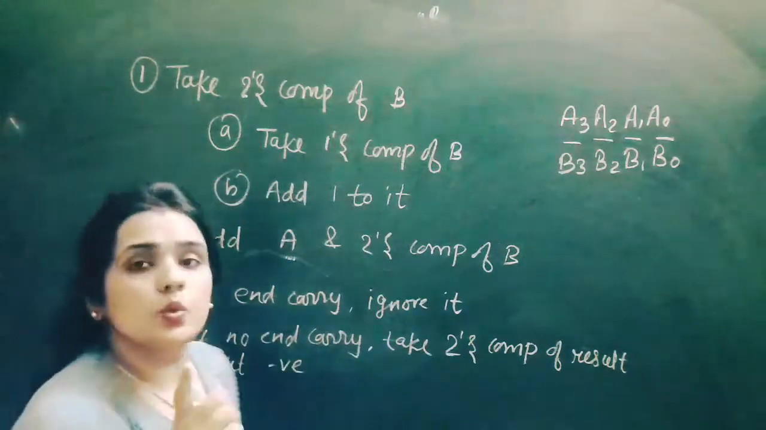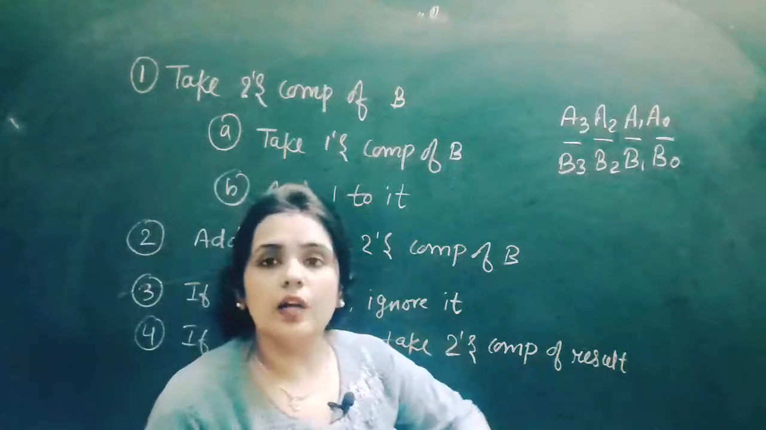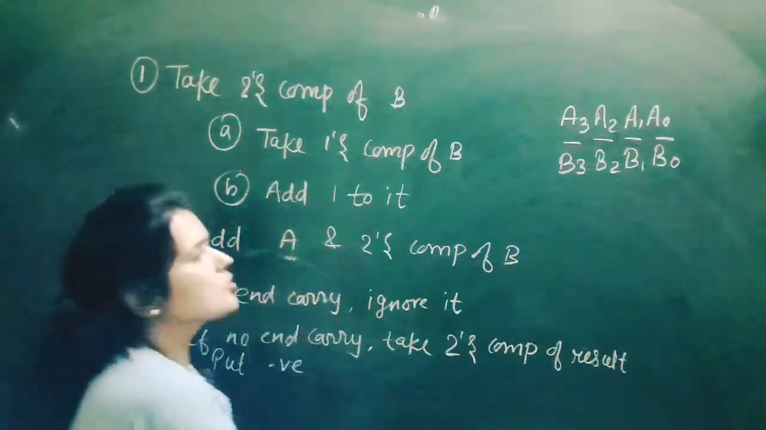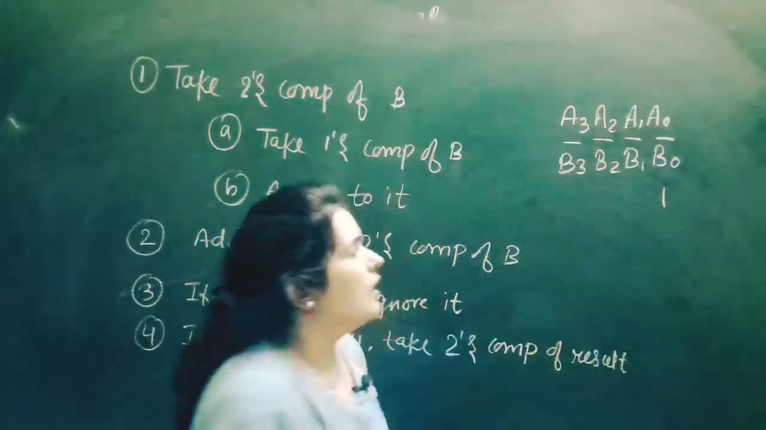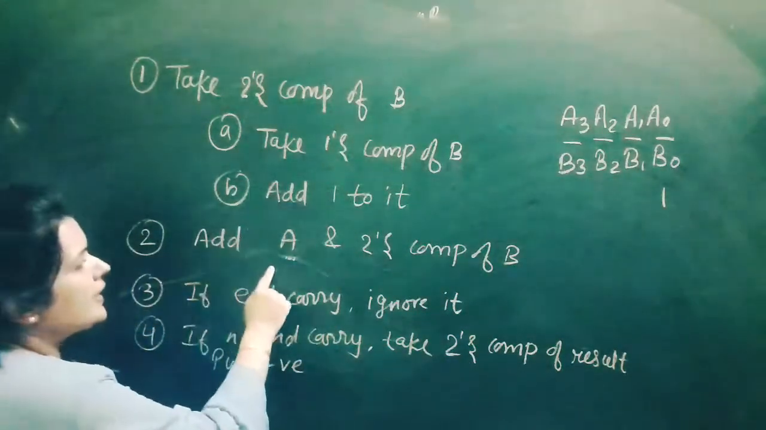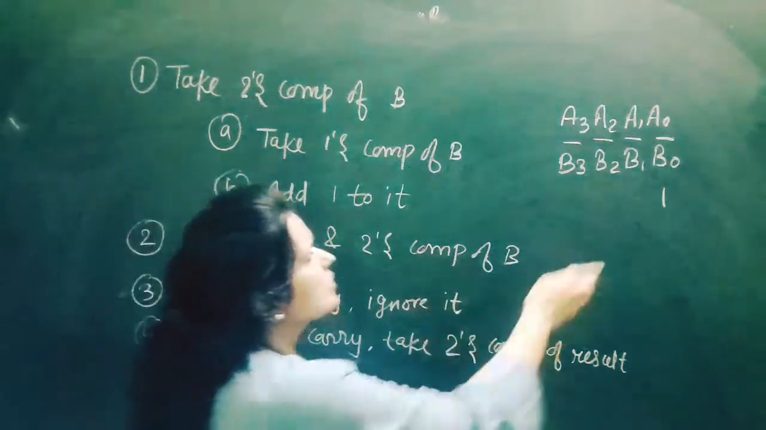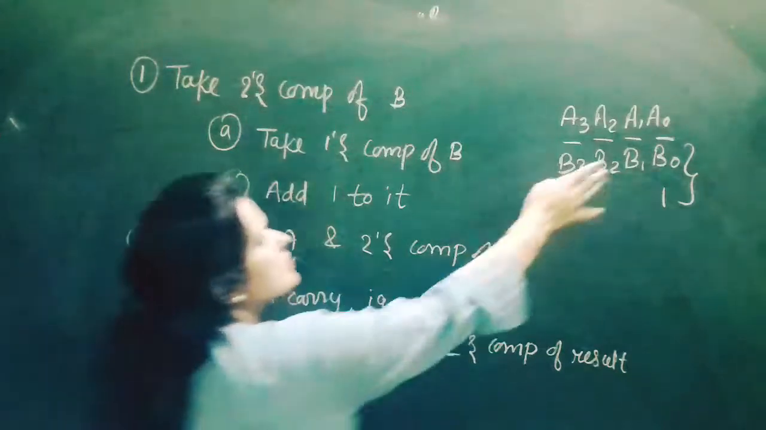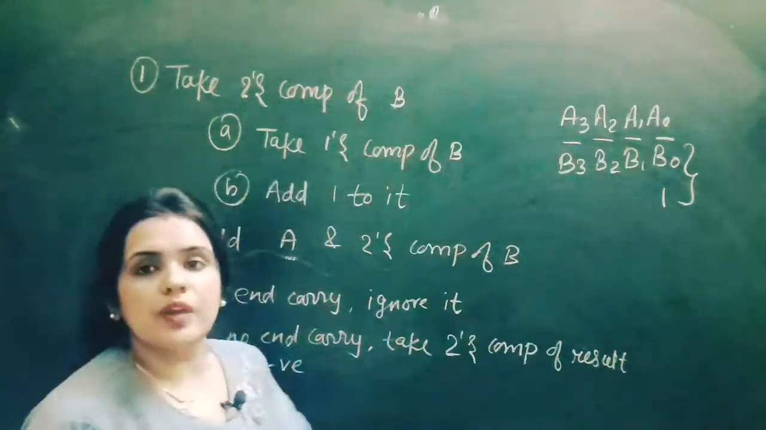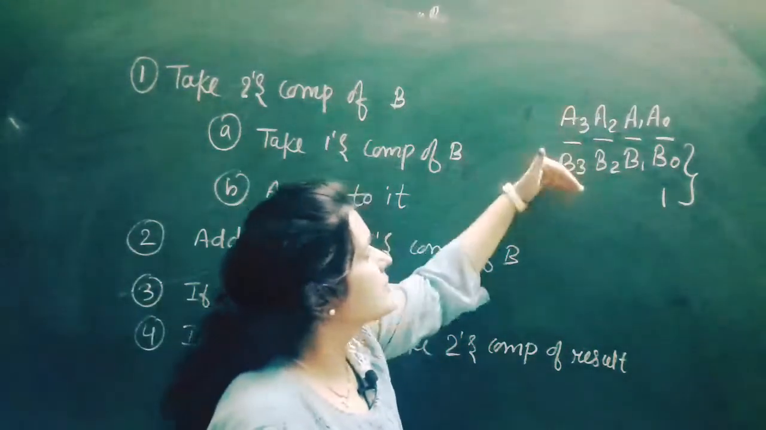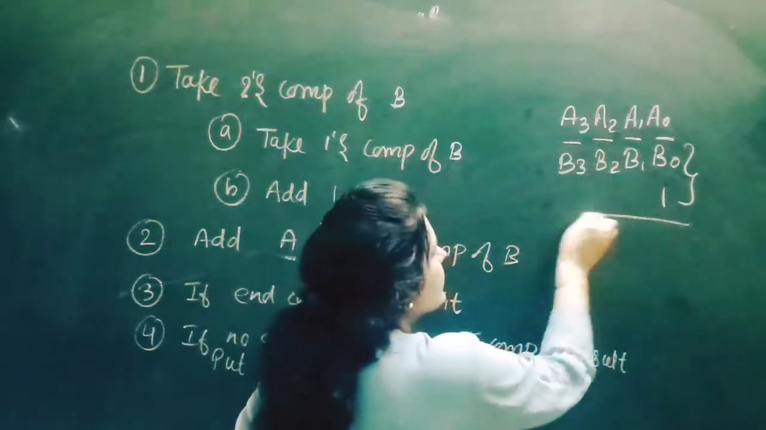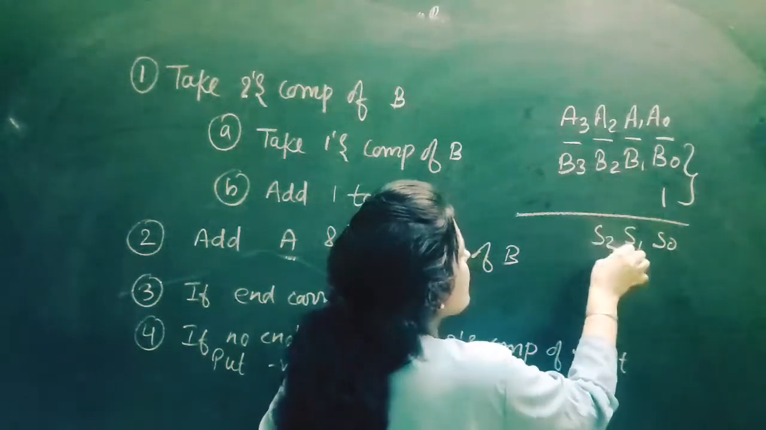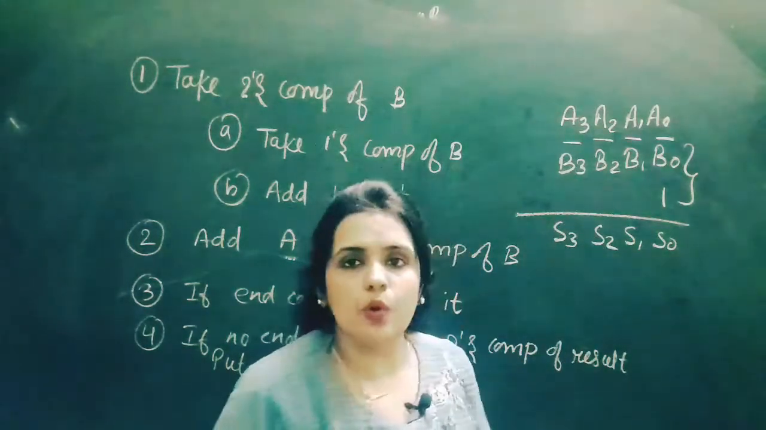And for obtaining the 2's complement we should add 1 to the 1's complement. So the second step is add 1 to it. So I am just writing 1 here. Now add A and the 2's complement of B. So this is the 2's complement of B, and we should add A to this 2's complement. So finally we have to do this addition. We will obtain a sum, S0, S1, S2, S3. How addition is performed you all know.